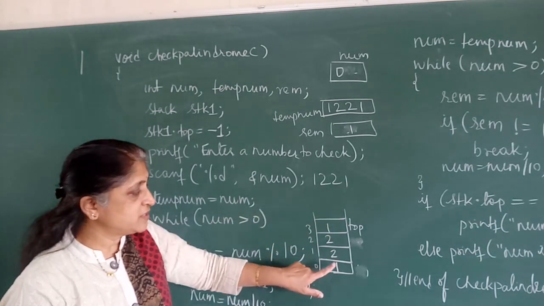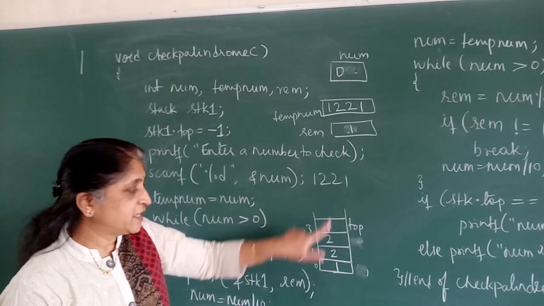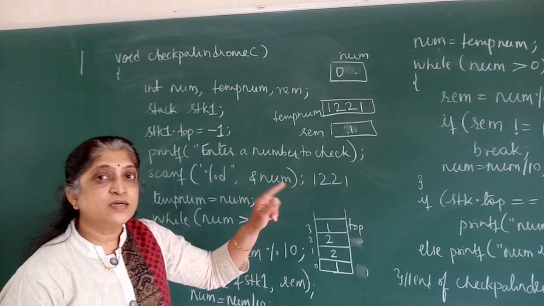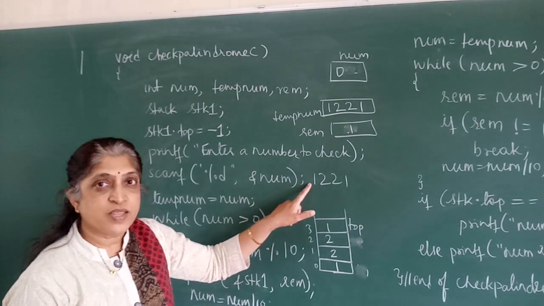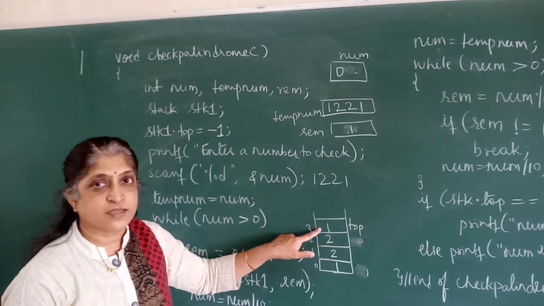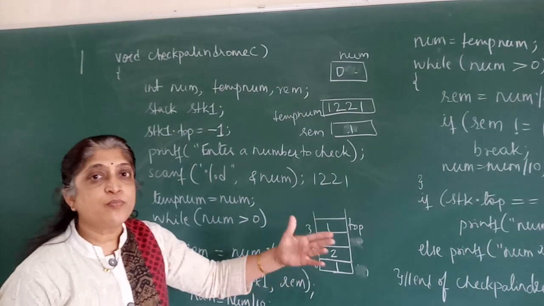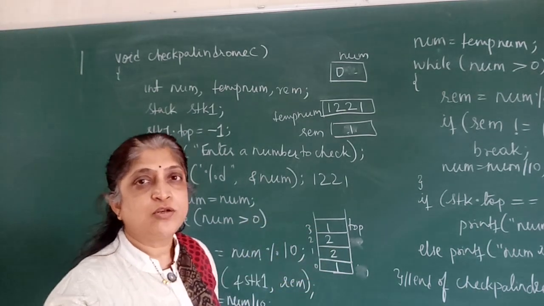That is, units place, tens place, hundreds place and the thousand place. The digit at the thousand place is on top of the stack. Then we have pushed the elements. We have to pop and check whether it is a palindrome or not.